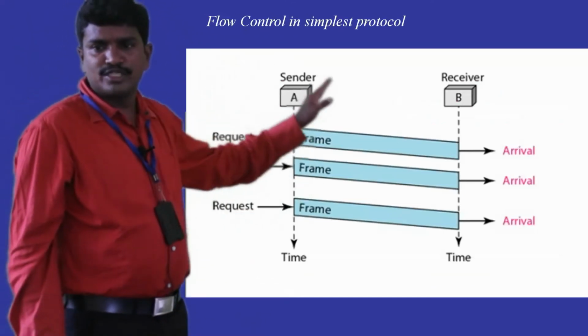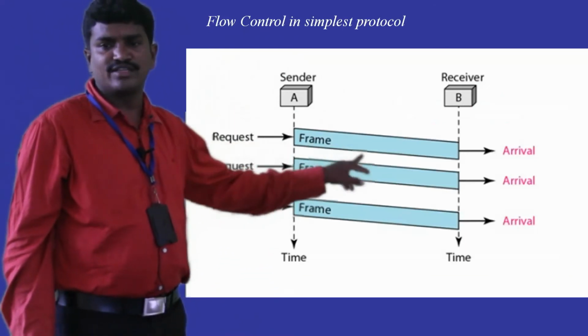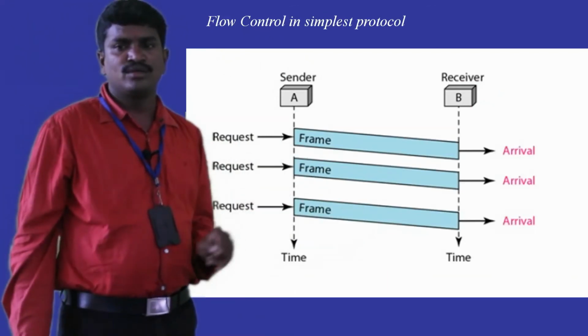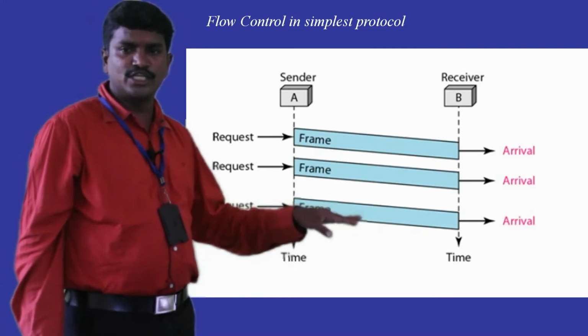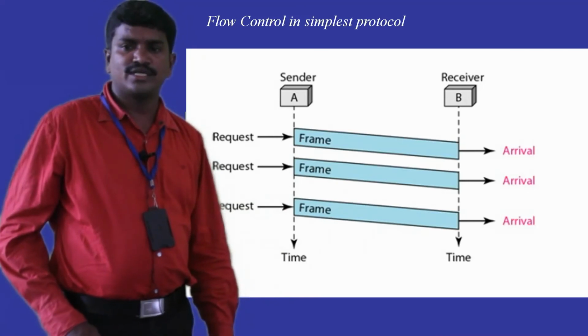Flow control in the simplest protocol is like this. When there is a request from the above layer, the data link layer will send the frame. One more request, one more frame. But if you observe, there is no backward data transfer. So this way, the simplest method will work.